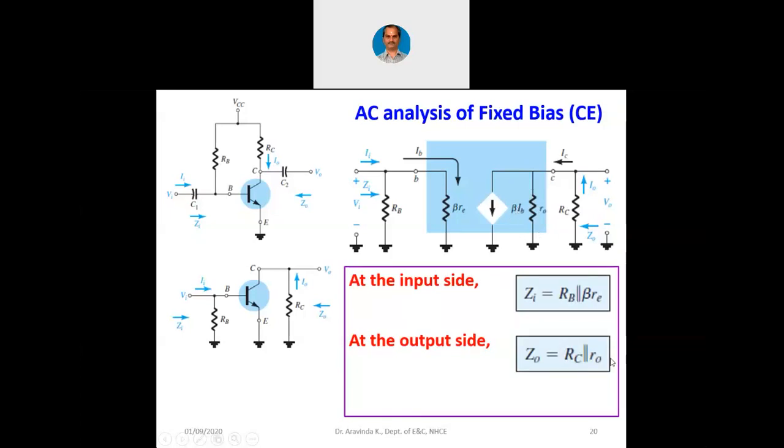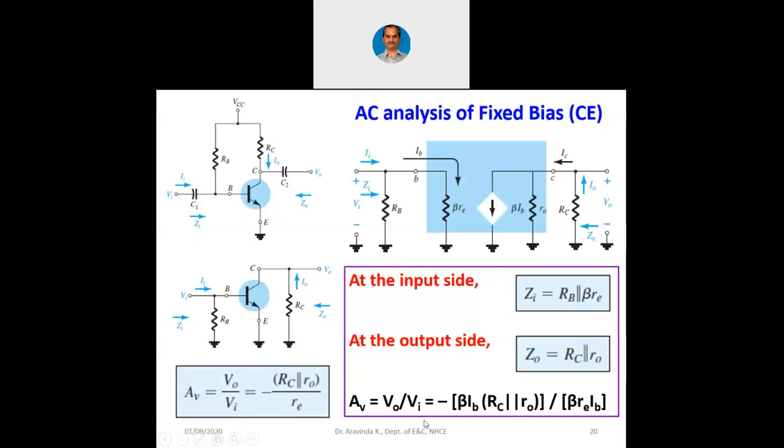RC parallel with R0. So voltage gain is V0 by Vi. We are putting a minus symbol because of the sign of the currents, which are in opposite direction. So minus beta into IB into RC parallel with R0 at the output, divided by beta into re into IB at the input. We are always ignoring the effect of RB because beta re is very less when compared to RB. So we can find out the voltage gain. So AV, beta gets cancelled, IB gets cancelled. AV is nothing but V0 by Vi, which is minus of RC parallel with R0 divided by small re.